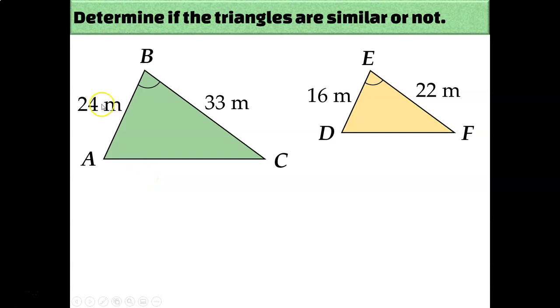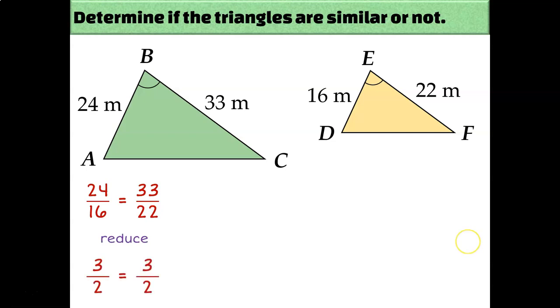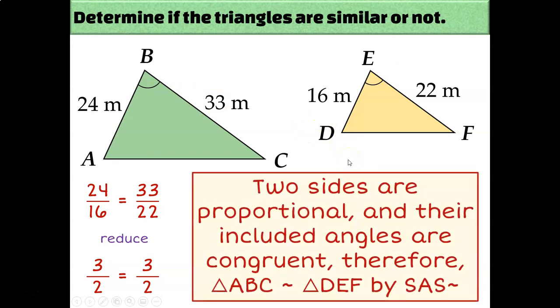On our next example, we're given two pairs of sides and their included angle, so it looks like a side-angle-side similarity situation to me. There's really no work to do to prove that the angles are congruent. They're already marked, so that part's good to go, but I need to show that my corresponding sides are proportional. So I'm going to set up a couple of ratios. I'm going to do short side over short side, so 24 over 16 is equal to long side over long side, 33 over 22. And if I reduce those, I get 3 halves. Since their sides are proportional to each other, and remember since our included angles were congruent to each other, I can conclude that these two triangles are similar by side-angle-side similarity.